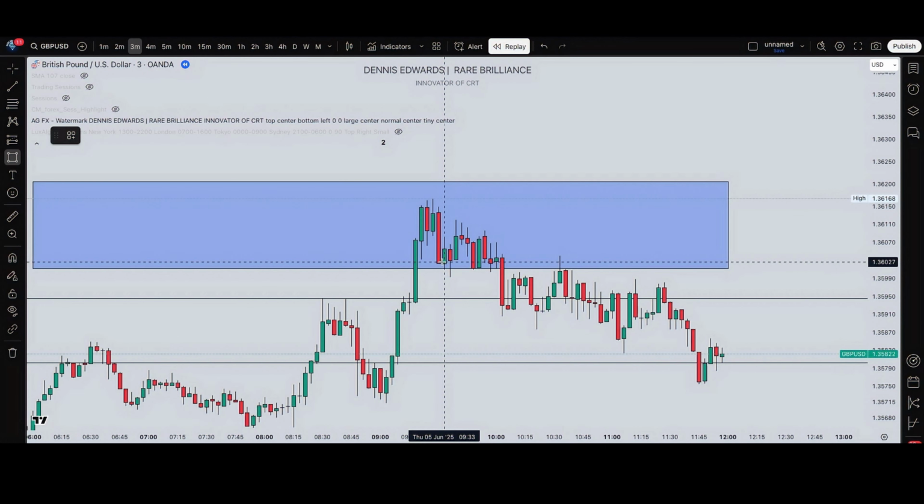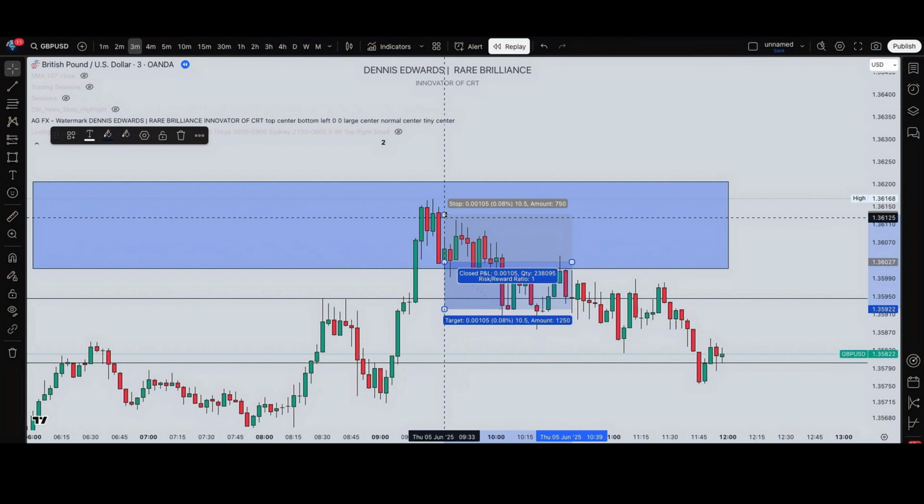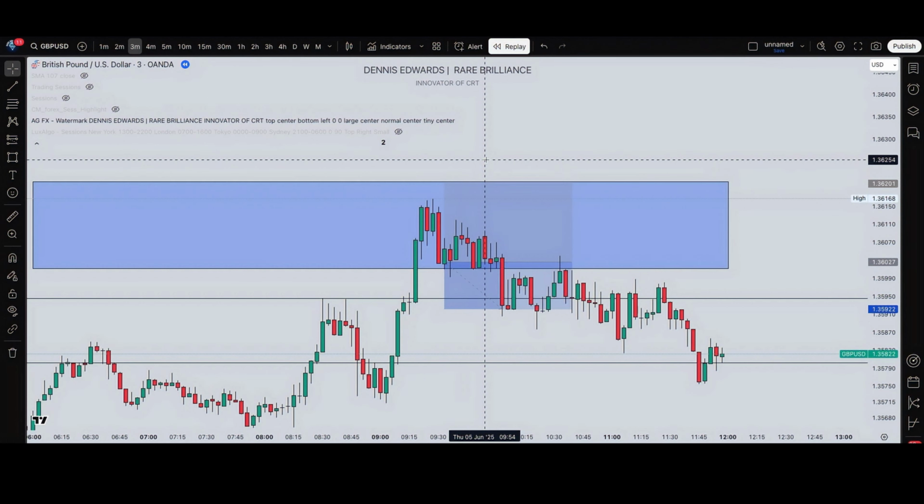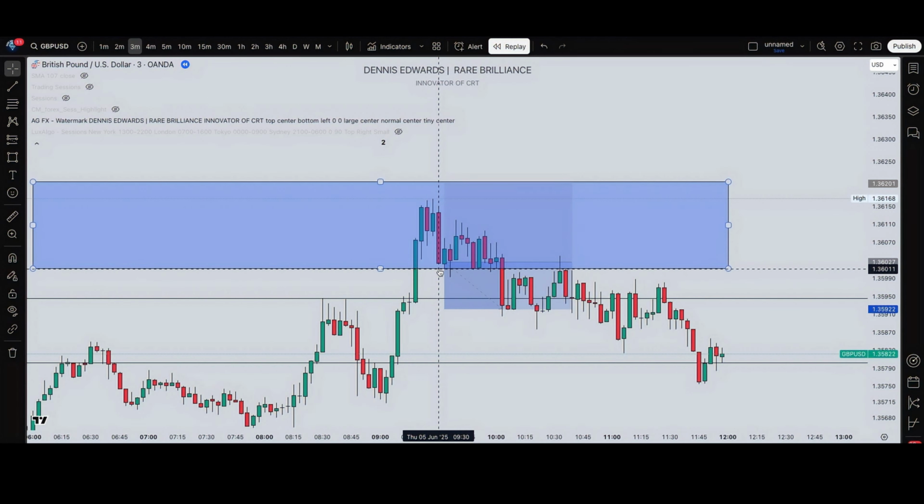So now from here, you have strength. You could enter from this area and just place a stop loss somewhere above if you wanted to. You could place it somewhere above, or you can wait after this area, because you understand that the market is not going to just always straight drop.